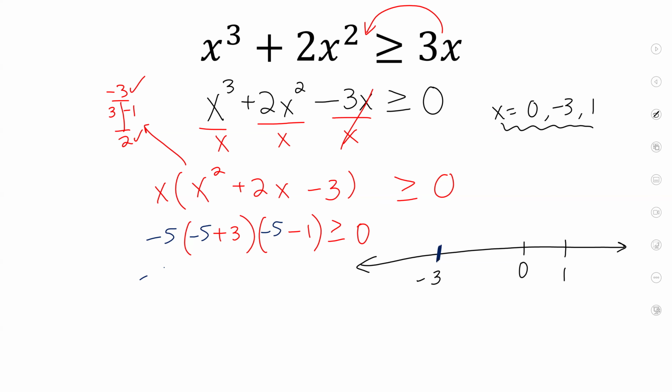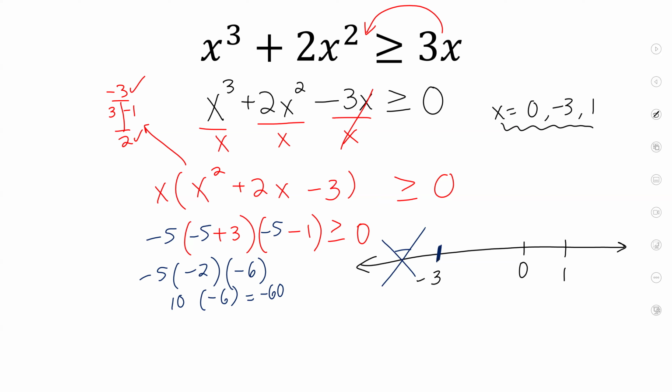So I have negative 5 times negative 2 times negative 6. This is a positive 10 times a negative 6. That gave me negative 60. Is that greater than or equal to 0? So that means this side gave me negatives. We won't include that in our answer because we want answers that will give me greater than or equal to 0 if we plug it in.